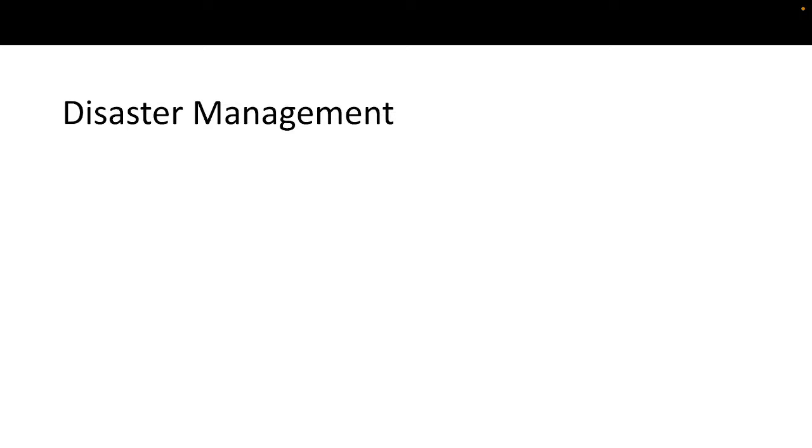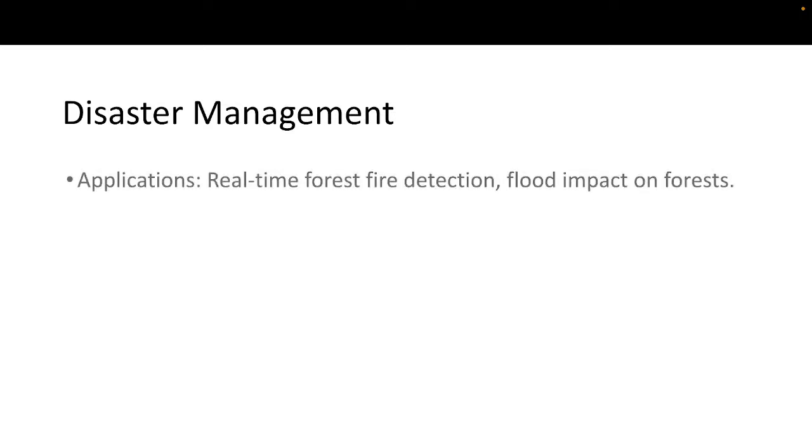So as well as disaster management, another application is real-time forest fire detection and flood impact on forest. We also use this type of thing in forest resource management. We can easily identify real-time forest fire detection, or past forest fire detection, and also flood impact on forest area. We can easily do this using Google Earth Engine with the help of remote sensing techniques.